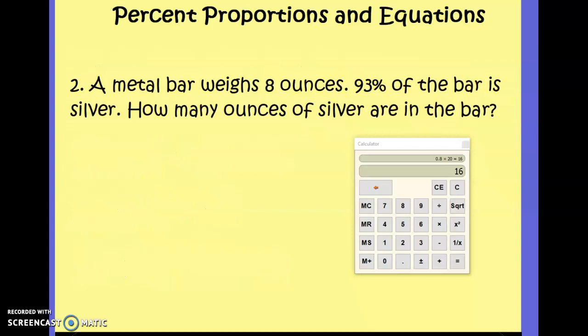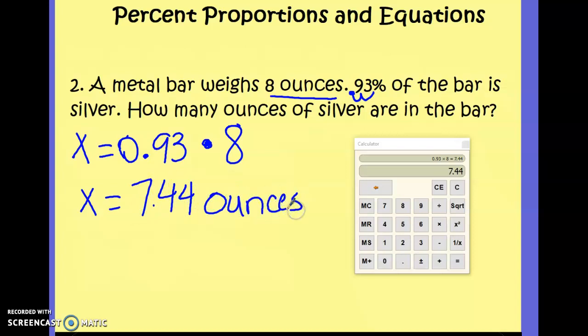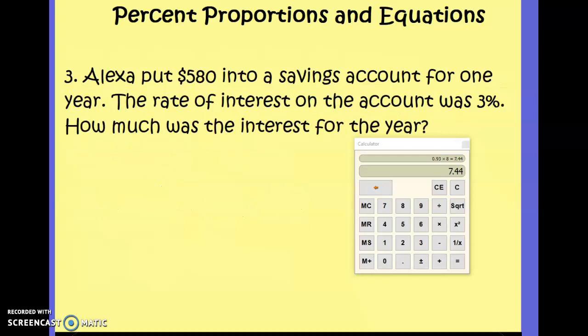Our next one: a metal bar weighs 8 ounces. 93% of the bar is silver. How many ounces of silver are in the bar? Again, we're looking for a part. 93%, move our decimal over, so we get 93 hundredths times 8, our whole. Then we just solve. We get x is 7.44, and this is ounces of silver.